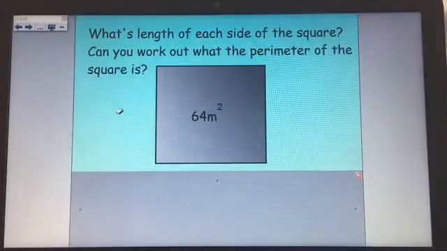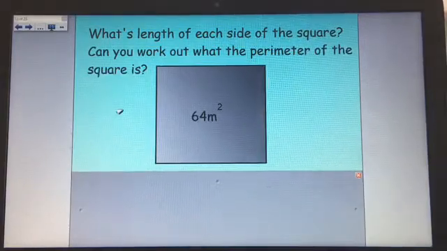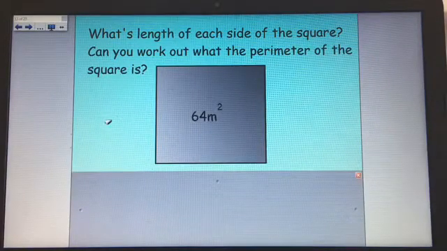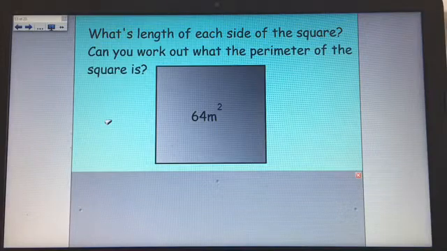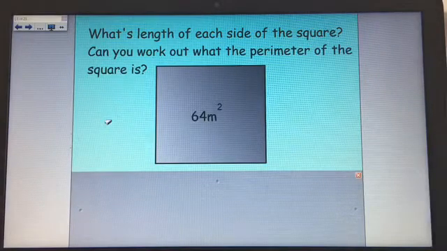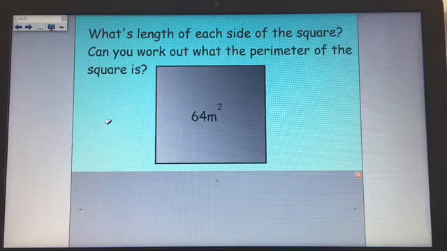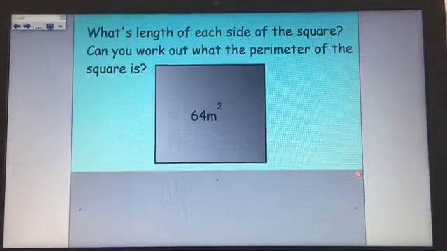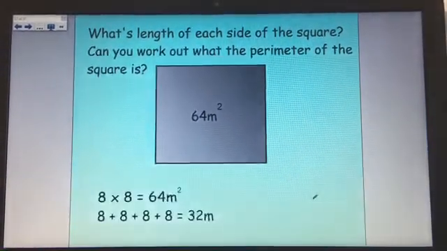Okay, so we're going to bring in an element of problem solving now. So let's have a look at this question. The first part says, what's the length of each side of the square? So if the square is 64 meters squared, and we know that the square has got equal length sides, what number do you have to multiply by itself to make 64? Well, hopefully you've worked out that the length of each side is 8. Now the second part says, what is the perimeter of the square? Well, if each side is 8 and there's 4 sides, hopefully you've worked out that the perimeter is 32 meters.